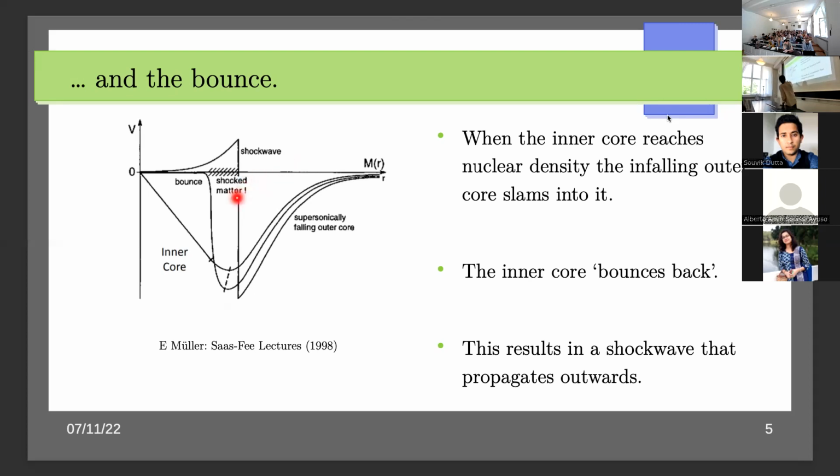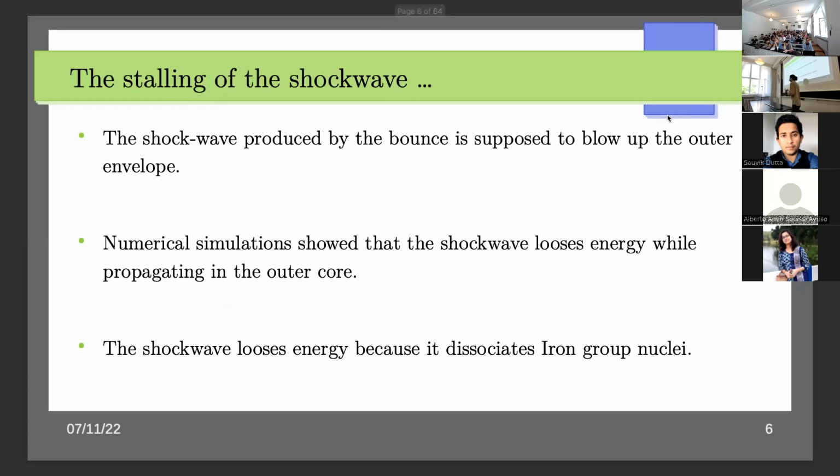And that is created because a part of the inner core bounces back with a velocity in the radially outward direction, while the outer part of the core is still infalling. So there is a discontinuity in the velocity profile. And this is called a shock wave. And this shock wave propagates outwards. And this shock wave is supposed to blow up the outer part of the envelope. And this is what is called a supernova.